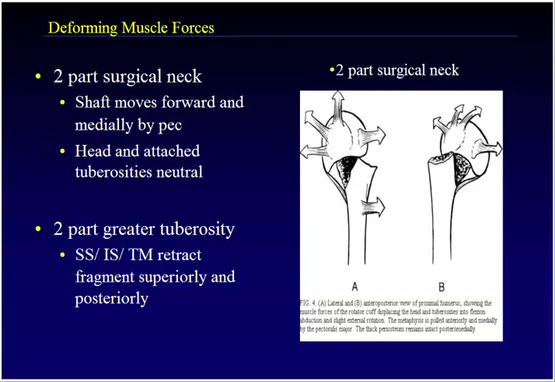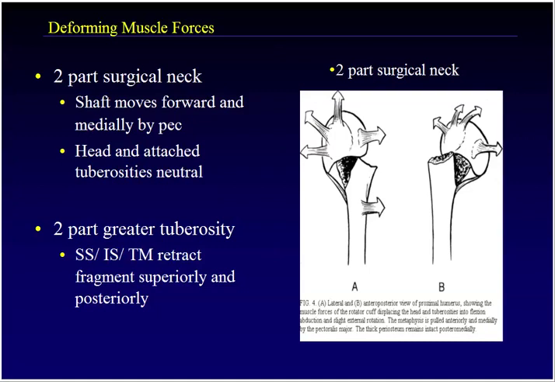The two-part surgical neck fracture, it's important to understand the deforming forces acting on that. The shaft is displaced anteriorly and medially by the pull of the pectoralis, and if the tuberosities are intact, the head typically will remain in relatively neutral alignment. If you have a greater tuberosity fracture, then the supraspinatus, the infraspinatus, and the teres minor will retract the greater tuberosity fragment superiorly and posteriorly.